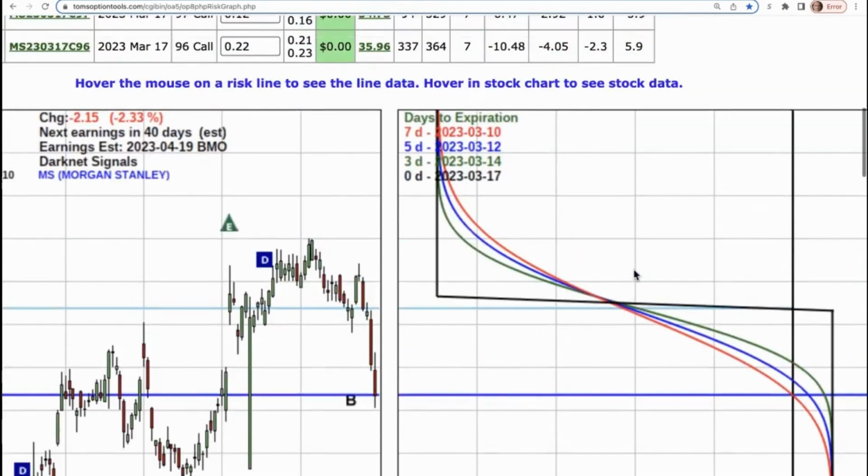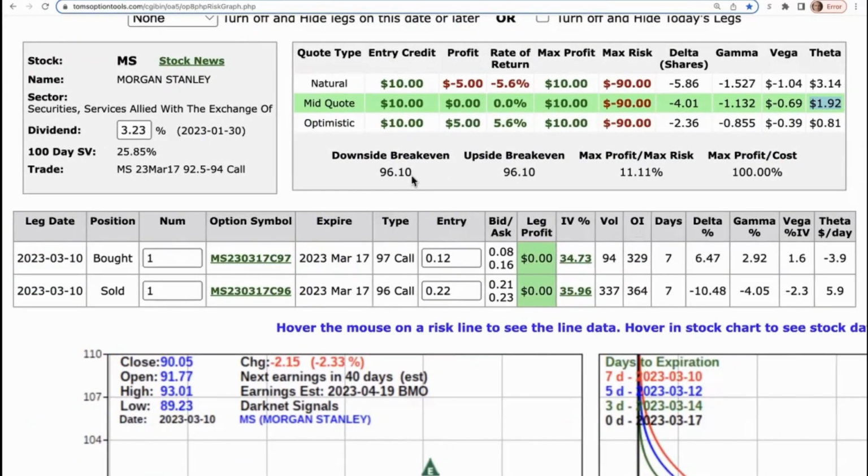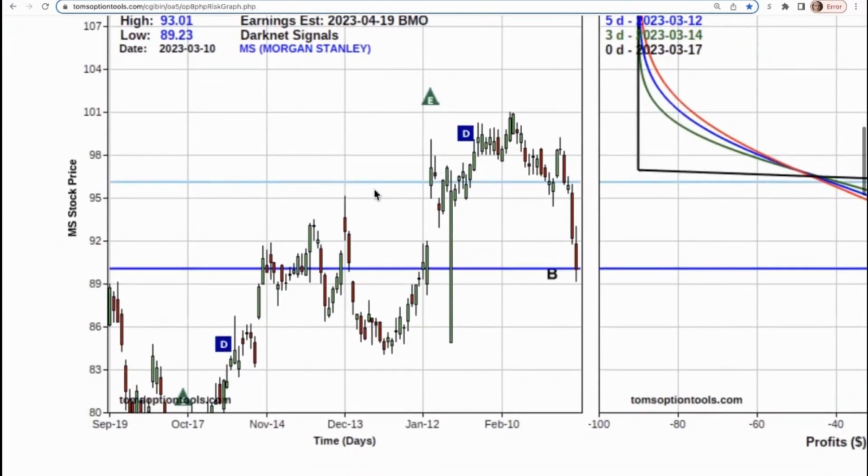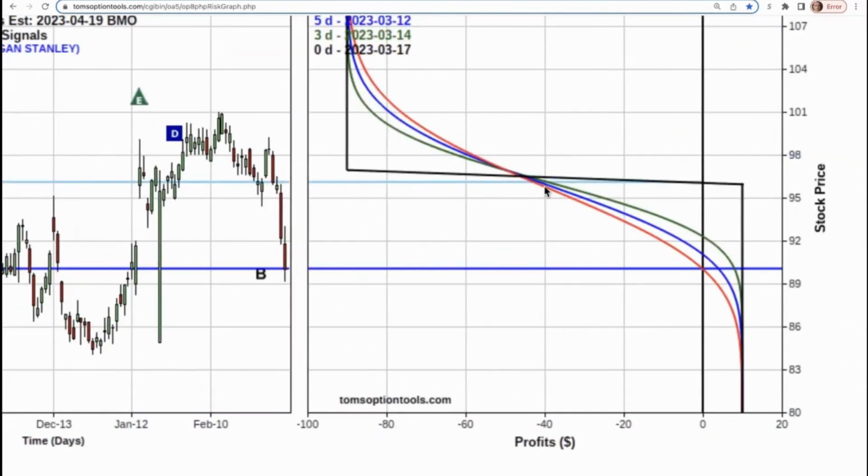Exit rules on these things are, if the stock closes, in this case, a bearish trade, above the break even, the stock closes above 96.10, which is this number right here. That's the break even. You get a close above that break even, pull it off. Right now, that would lose you 40 bucks on this trade. But again, IV coming out, time decay coming out would suck these lines this way.